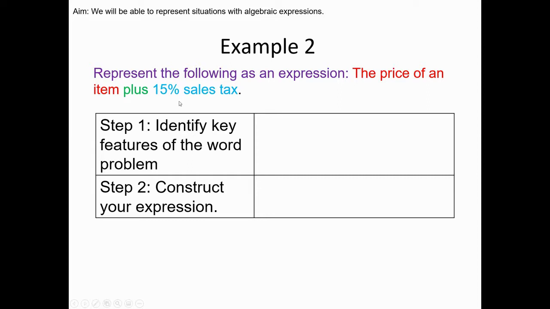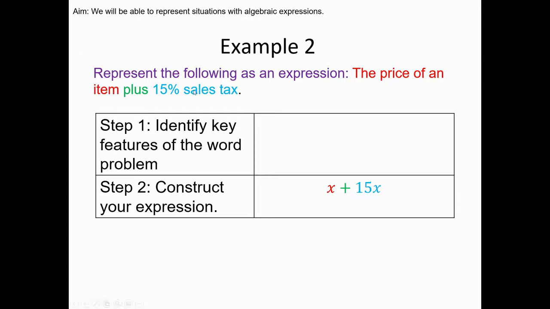15% sales tax. So the tricky part is obviously the percentage, right? What do we do with that? First off, the price of an item, let's just represent that as X. And that's going to be plus 15% sales tax, 15% of the total cost. And now you're probably wondering, this seems a bit off. Isn't 15 times bigger? How do you represent that in an expression for it to be 15% and not 15 times more?